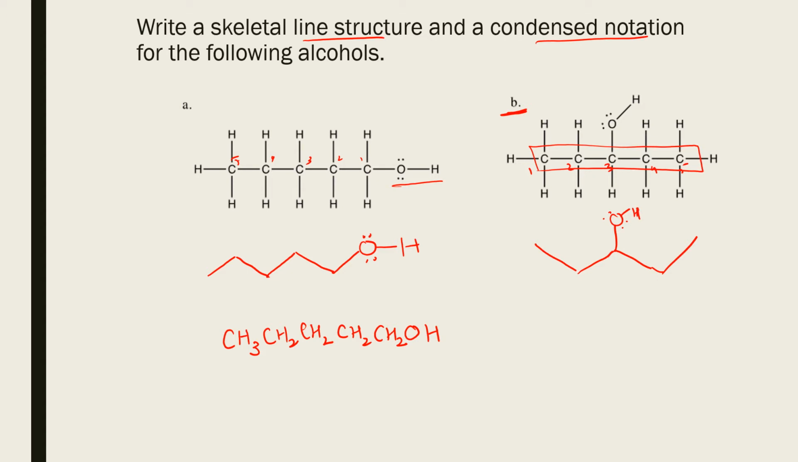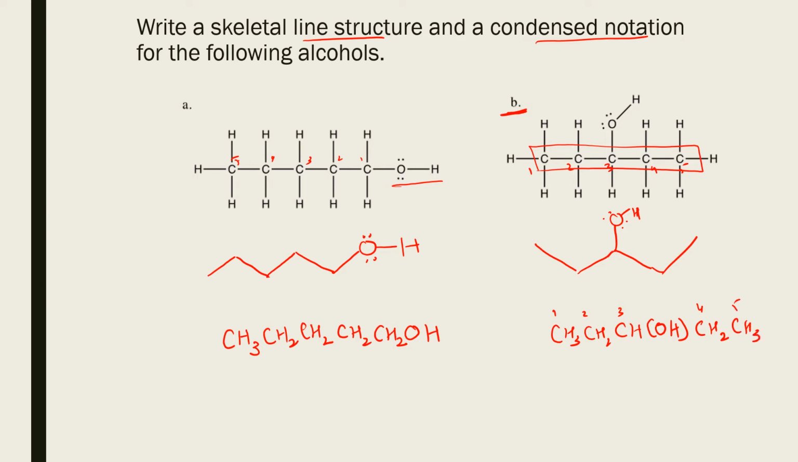And let's write the condensed structure. Starting from carbon 1, that would be CH3. So that's carbon 1. Carbon 2 is CH2. And carbon 3, there is only one hydrogen connected to carbon 3, but it does have OH. Because it's in the middle of the molecule and OH is kind of like a side chain, we show this in parentheses. That's one way of showing it. I'll show the other way. Let's continue with carbon number 4. That's carbon 3 and then CH3.